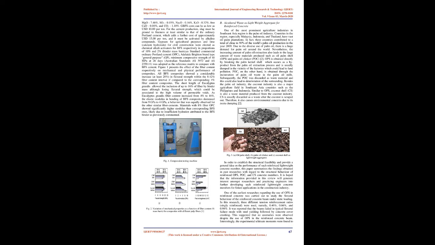Besides the palm oil industry, the coconut industry is also a major agriculture field in Southeast Asian countries such as the Philippines and Indonesia. Similar to OPS, coconut shell, CS, is also a waste material produced from the coconut industry. CS is usually discarded as waste after the coconut is scraped out. Therefore, it also causes environmental concerns due to its in-situ dumping too.